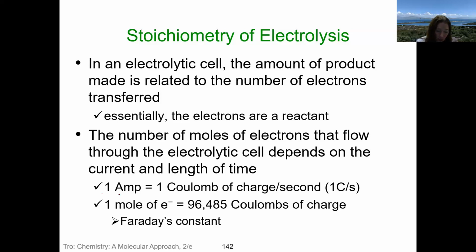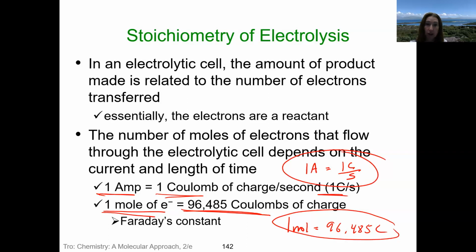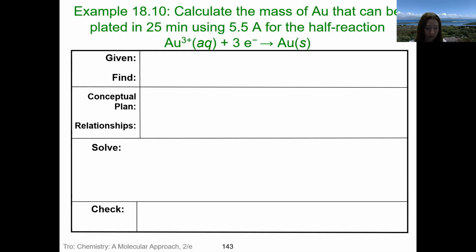Just so you know, 1 amp is a coulomb of charge per second. So 1 amp equals 1 C per s. You're going to see it's a conversion we're going to use. And a mole of electrons is 96,485 coulombs of charge. 1 mole equals 96,485 C. So we're just going to use these two as unit conversions. You don't need to memorize either of these unit conversions. I will give you both of them.